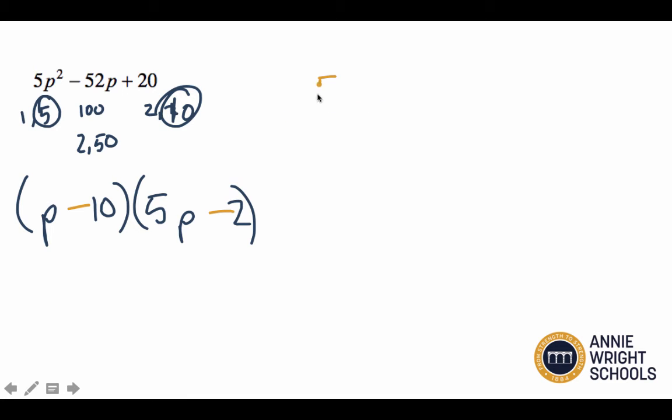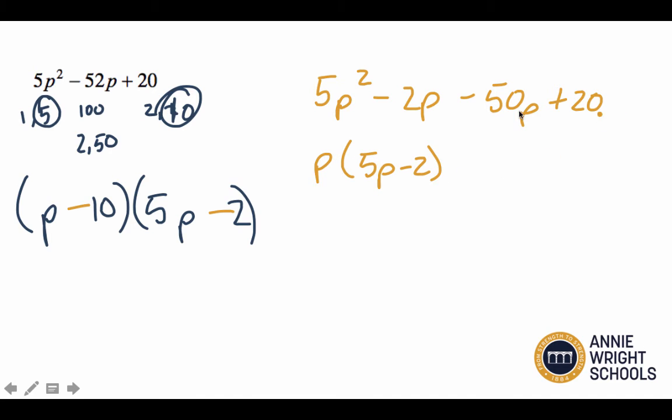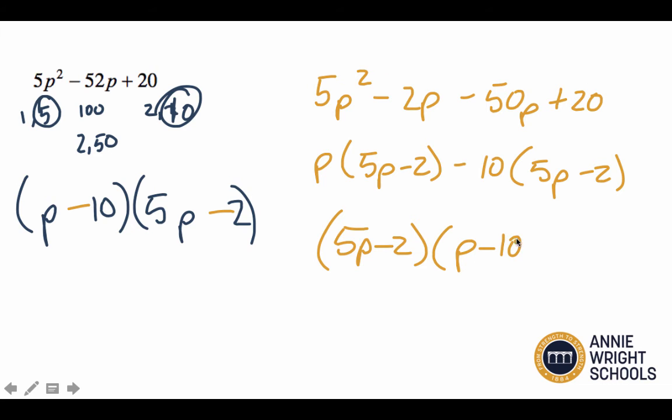The other way is split the middle term. 5p squared minus 2p minus 50p plus 20. Here, take out the common factor of p, be left with 5p minus 2. Here, take out a negative 10 and be left with a 5p minus 2. Now take out the 5p minus 2 factor and you're left with p minus 10.